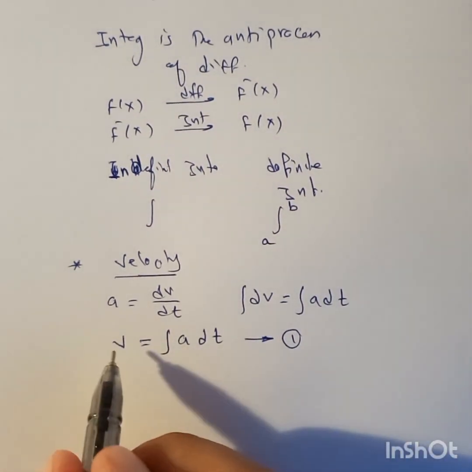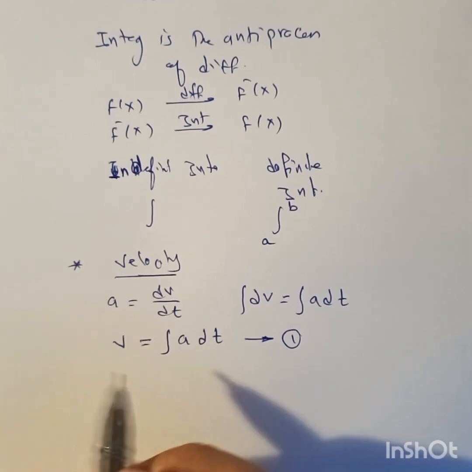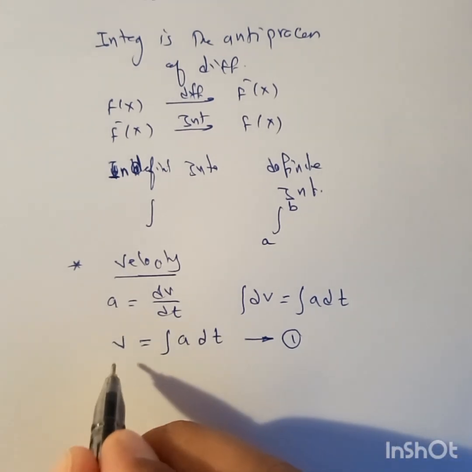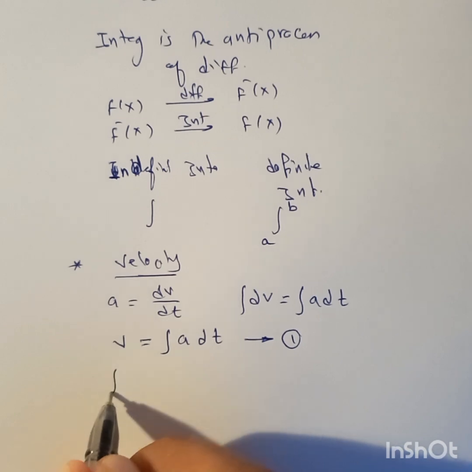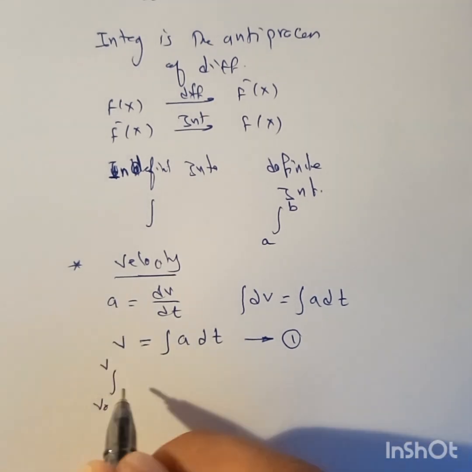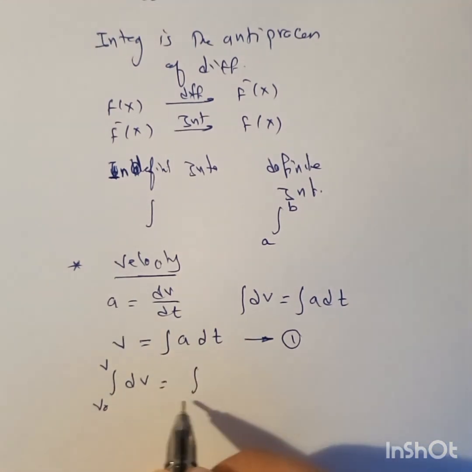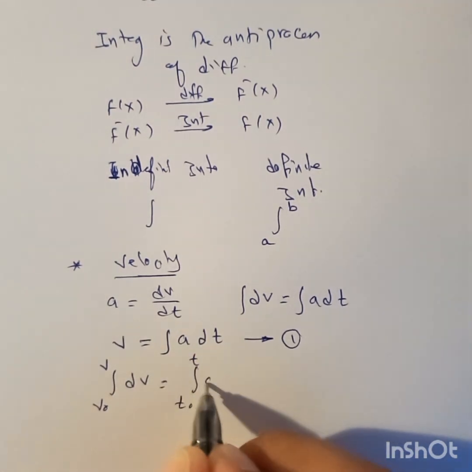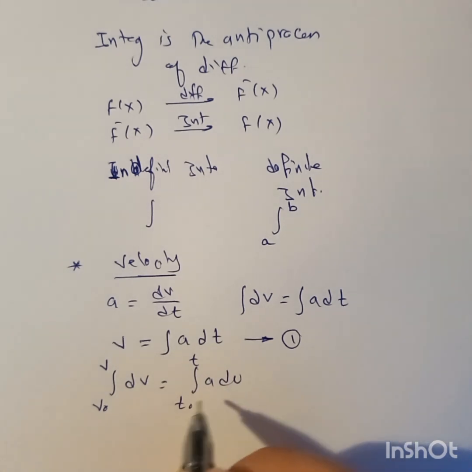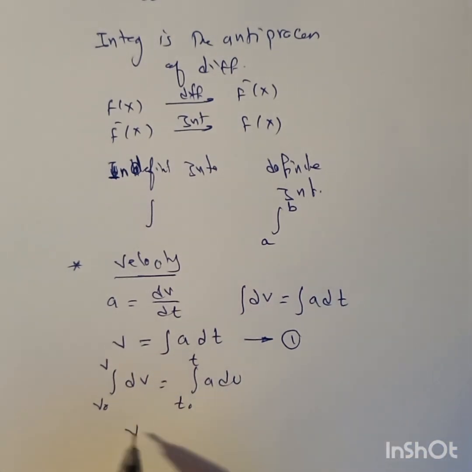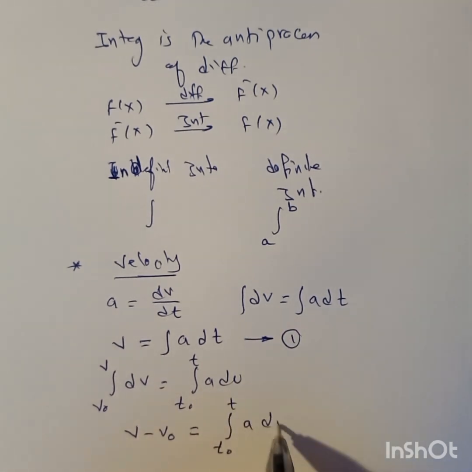Also, if we use definite integration, then we have the integral from v naught to v of dv equals the integral from t0 to t of a dt. From this one, by doing the integration, we have v minus v naught equals the definite integral from t0 to t of a dt, and this is the second equation, using definite integration.